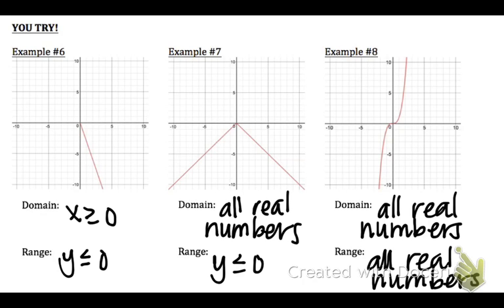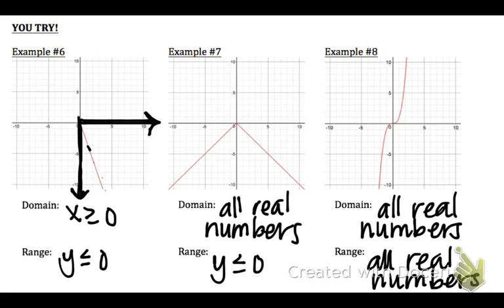So taking a look, we see the answers for numbers 6, 7, and 8. On number 6, x has to be greater than or equal to 0, right? Because the graph only occurs on this side for the x-axis. But y has to be less than or equal to 0. It only occurs down here for the y-axis.